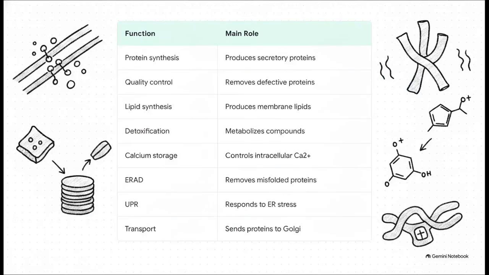To wrap up our tour, I've got a quick revision table for you here from the source material. It breaks down everything perfectly. You can clearly see how the rough ER dominates protein synthesis and vesicular transport, while the smooth ER handles lipid synthesis, detoxification, and calcium storage. And of course, overseeing it all are the vital quality control mechanisms, ERAD, and the UPR. Feel free to pause for a second to lock in these core concepts from the explainer.